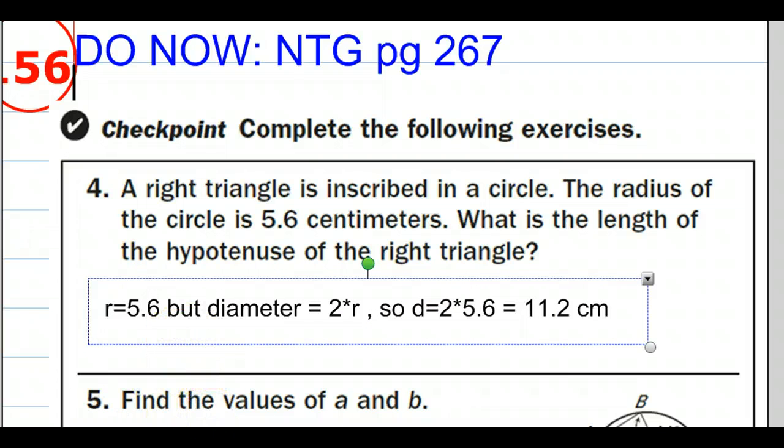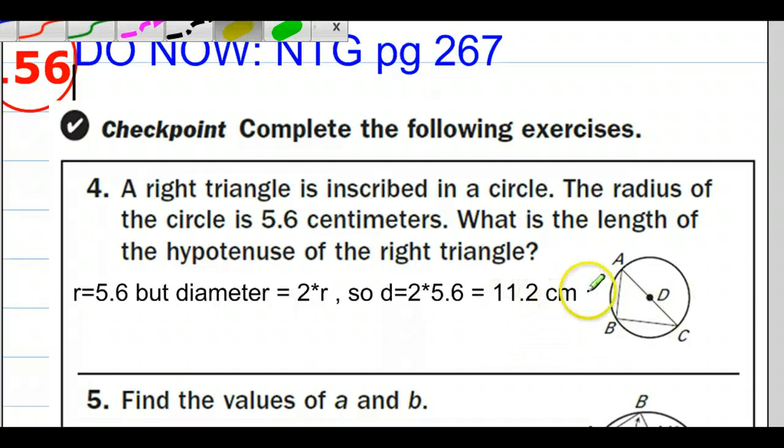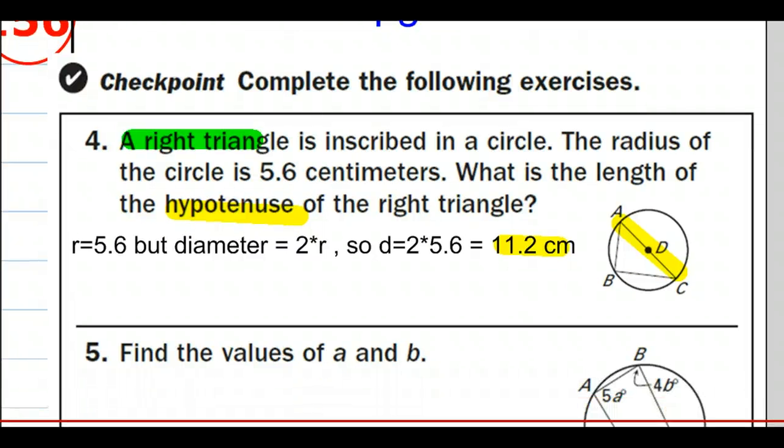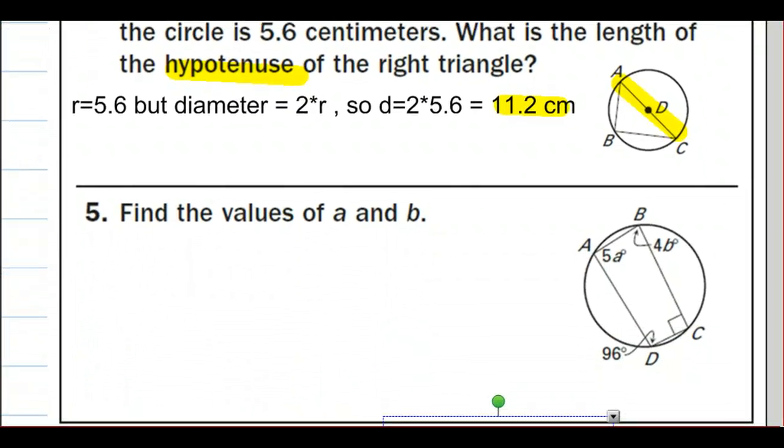Well, based off of the theorem that we just talked about, as we can see here, the diameter in this case is 11.2 centimeters. But since we already have a right triangle, that means that this diameter is also the hypotenuse. So that means the hypotenuse is also 11.2 centimeters.